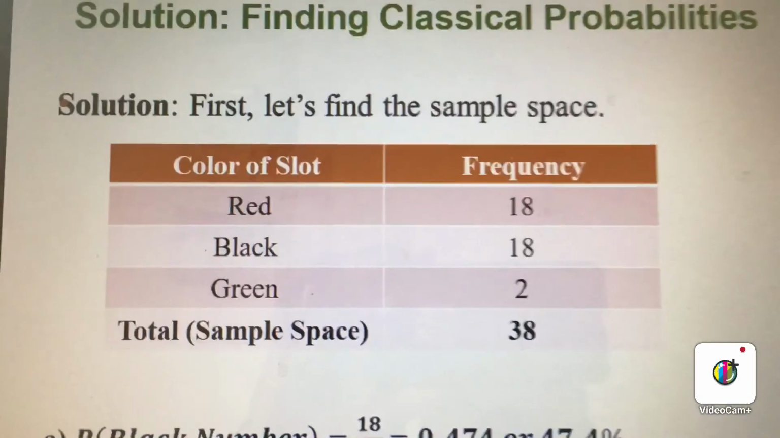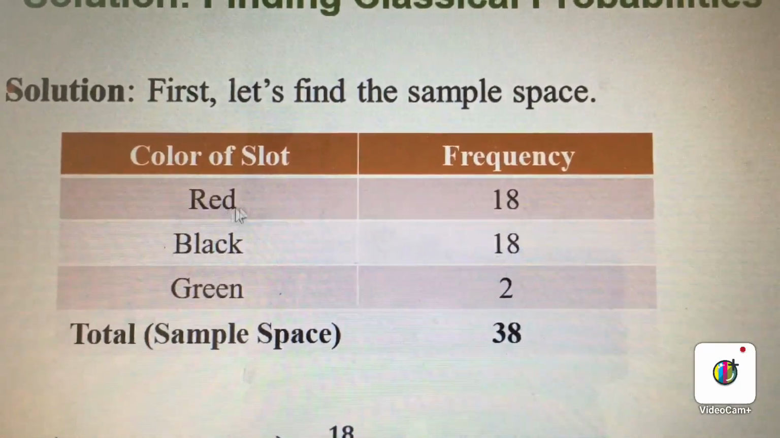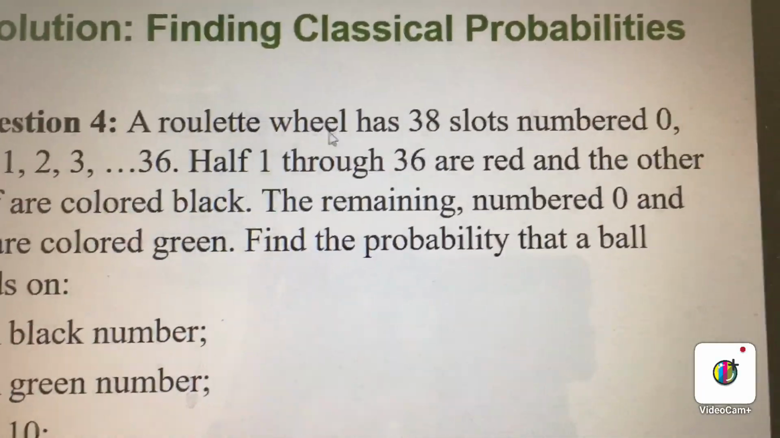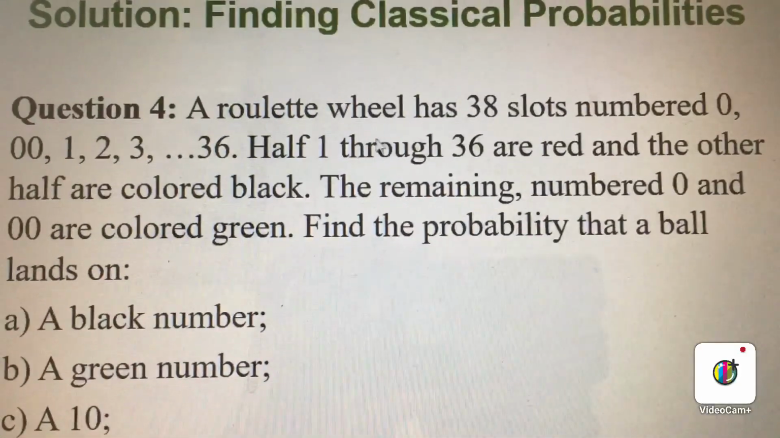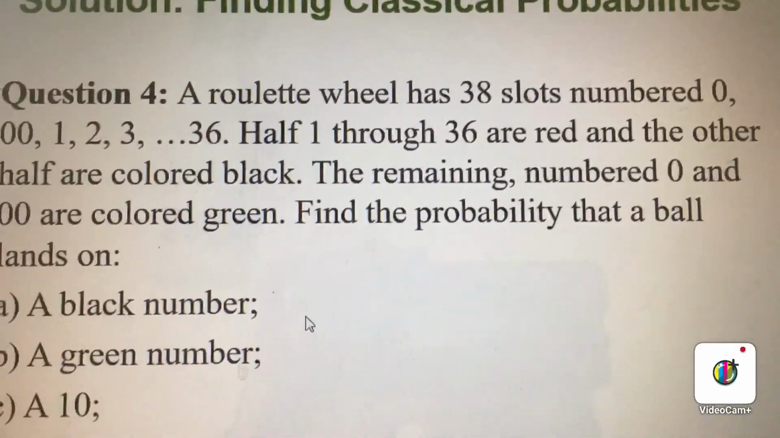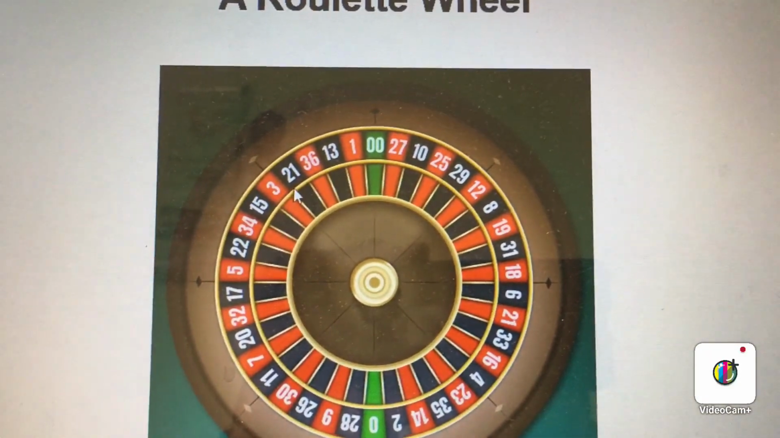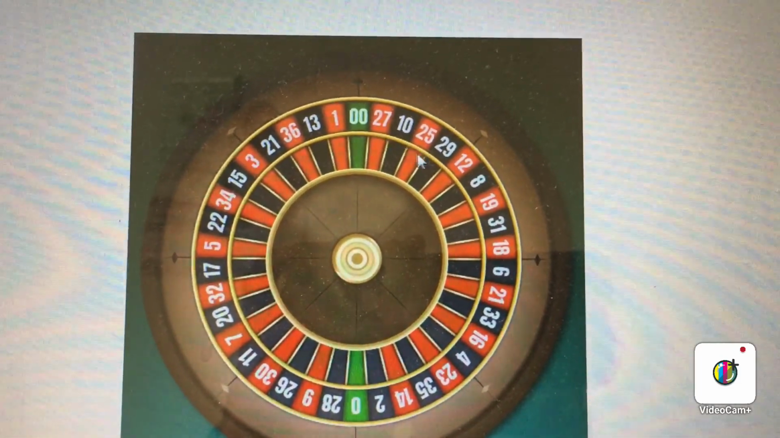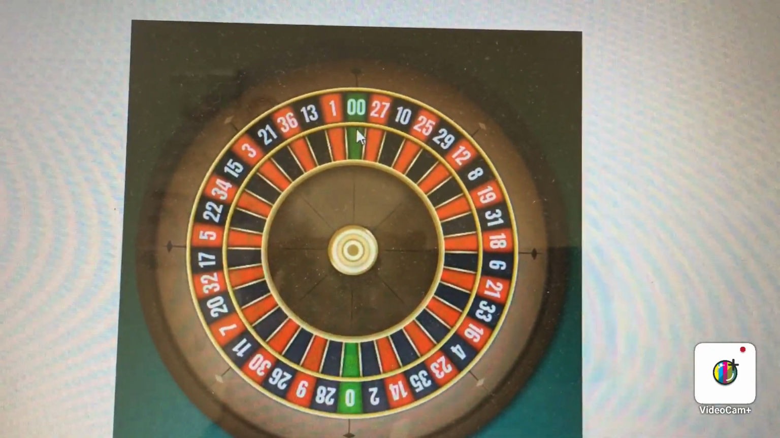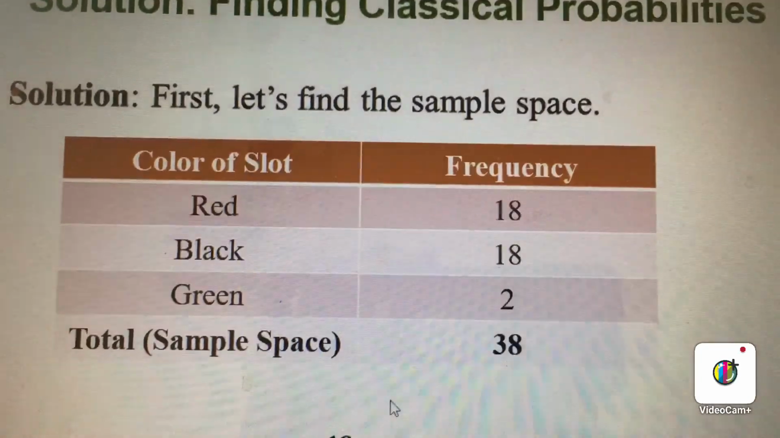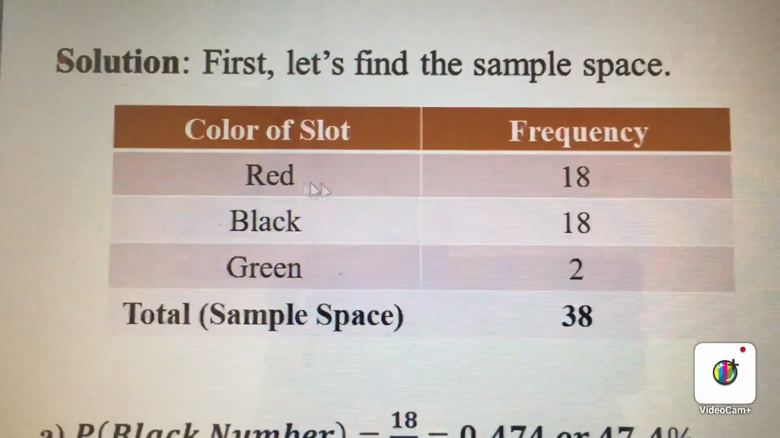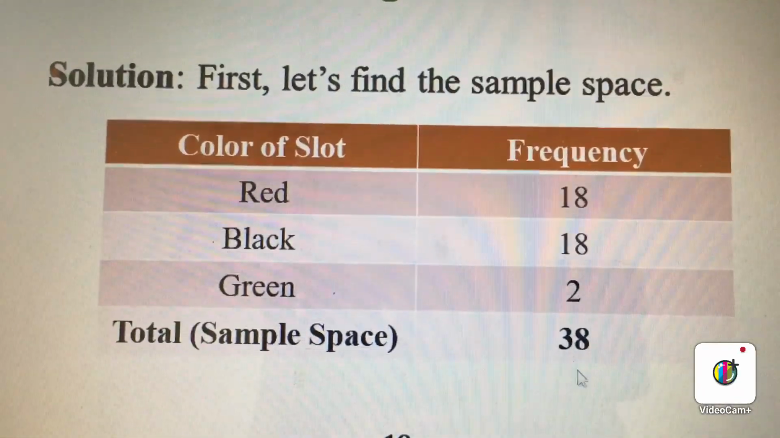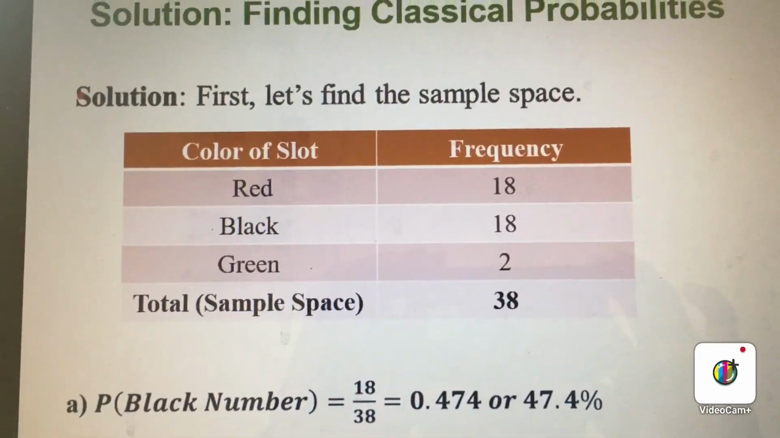The first thing we do is to find our sample space. The question said that we have 38 slots. Half of 1 through 36 means 18 of them, because if you count the black slots here, you see that they are 18 in number. And if you count the red ones, they are also 18 in number. The green ones are only 2 in number. So we have them in the table in this form: red 18, black 18, green 2. That gives us the sample space of 38 slots. Okay? Now, let us answer the question.